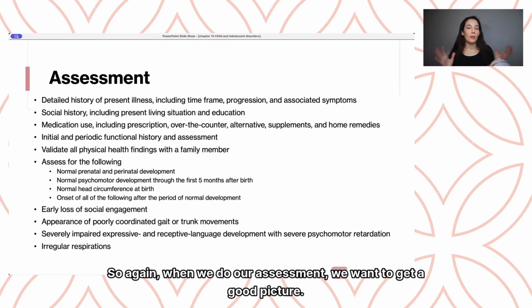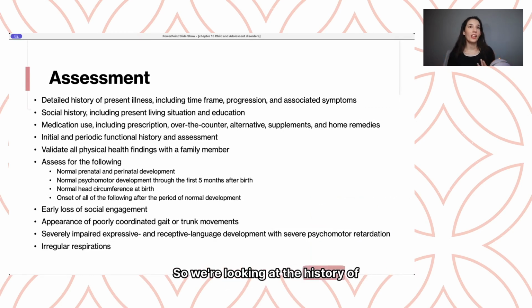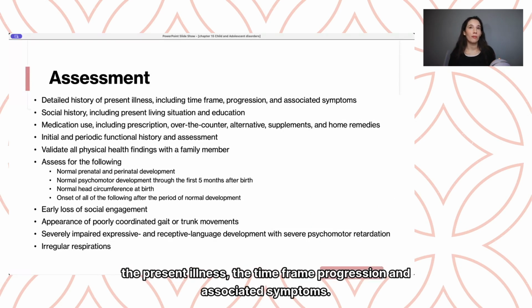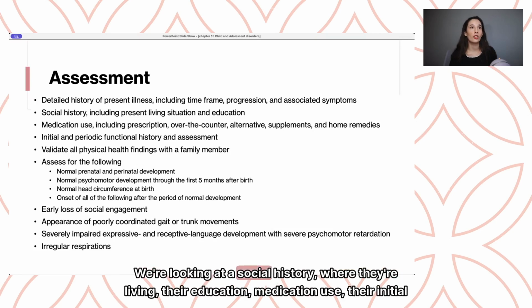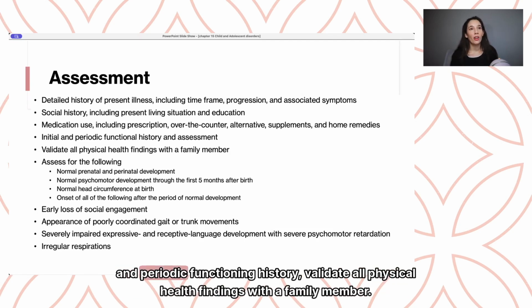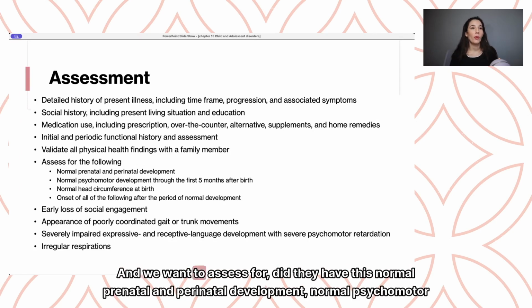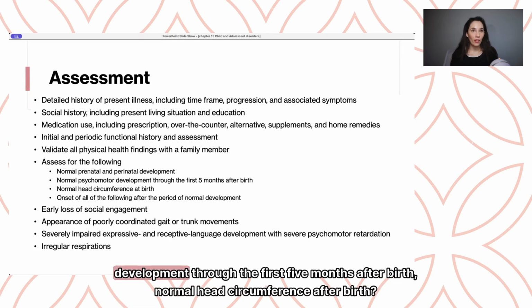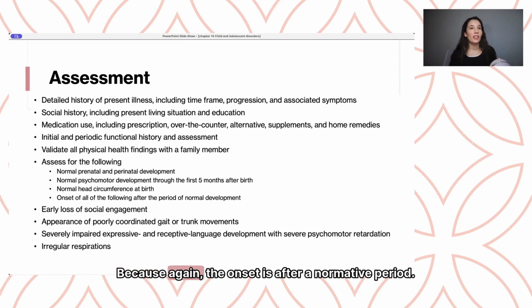So again, when we do our assessment, we want to get a good picture. We're looking at the history of the present illness, the time frame, progression, and associated symptoms. We're looking at a social history: where they're living, their education, medication use, and their initial and periodic functioning history. Validate all physical health findings with a family member. And we want to assess: did they have normal prenatal and perinatal development, normal psychomotor development through the first 5 months after birth, and normal head circumference after birth? Because again, the onset is after a normative period.